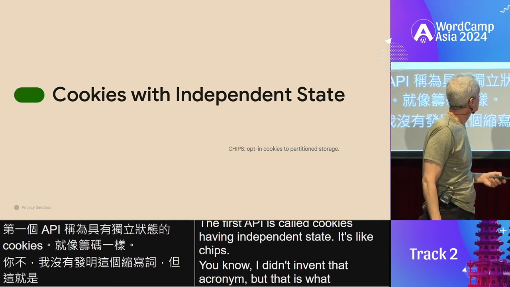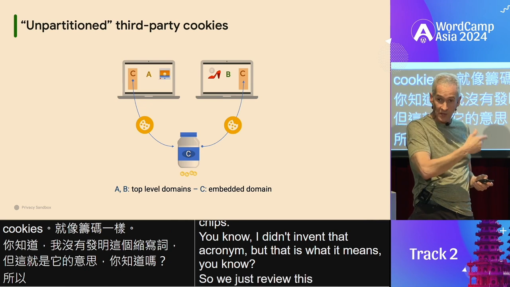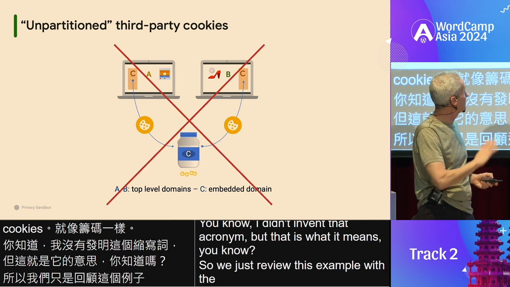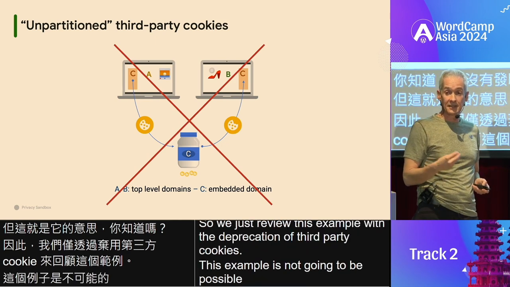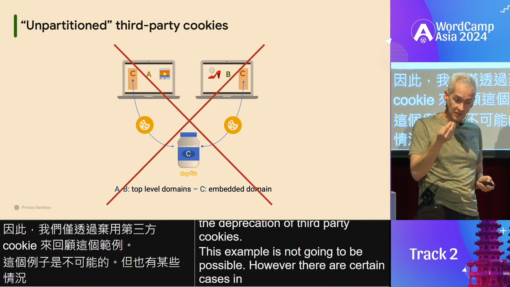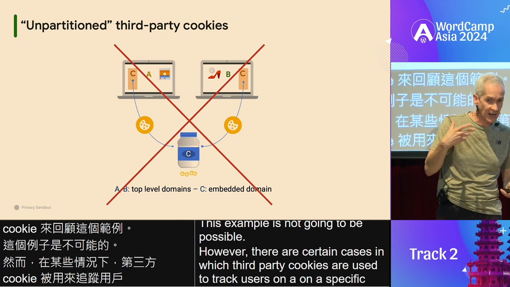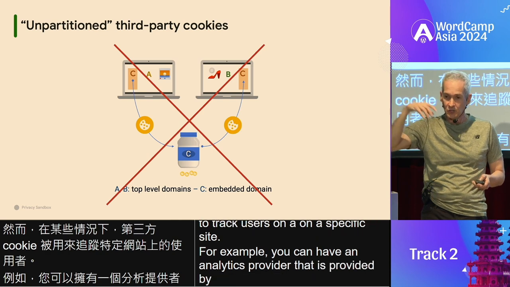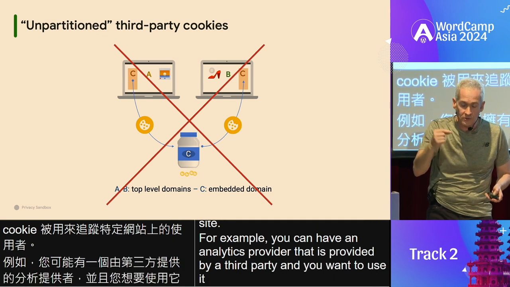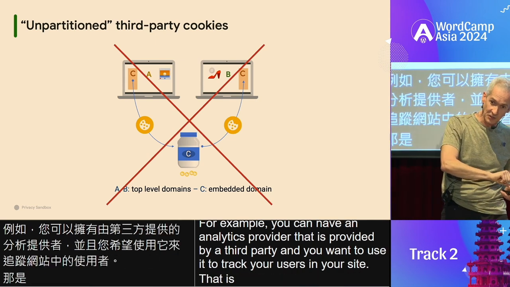So we just reviewed this example. With the deprecation of third-party cookies, this example is not going to be possible. However, there are certain cases in which third-party cookies are used to track users on a specific site. For example, you can have an analytics provider that is provided by a third party, and you want to use it to track your users in your site. That is a third-party cookie, but in a first-party context.